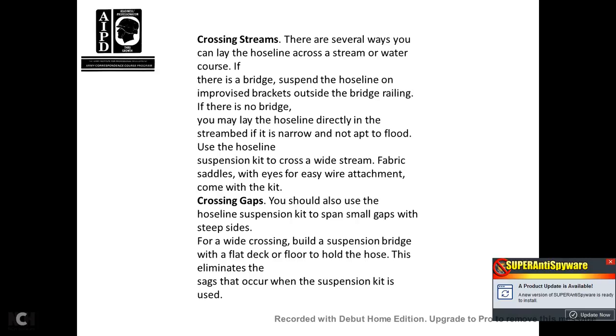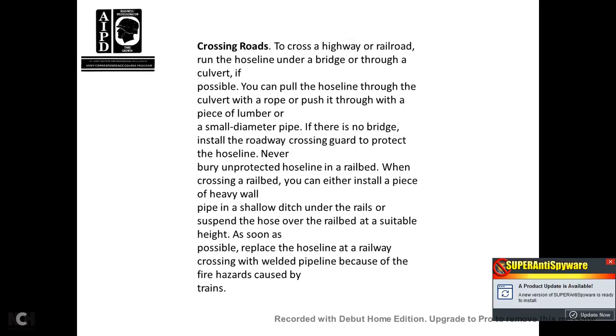Cross-streaming. There are several ways you can lay a hose line across a stream or water course. There is the bridge, where the hose line is suspended with provided brackets outside of the bridge railing. If there is no bridge, you may lay the hose line directly in the stream if it is narrow and not subject to flood. Use a hose line suspension kit to cross a wide stream. The fabric saddles with eyes and easy wire attachments come with the crossing gaps. You should also use the hose line suspension kit to span small gaps with steep sides. For wide crossings, build a suspension bridge with a flat deck floor to hold the hose. This eliminates the sag that occurs when the suspension kit is used.